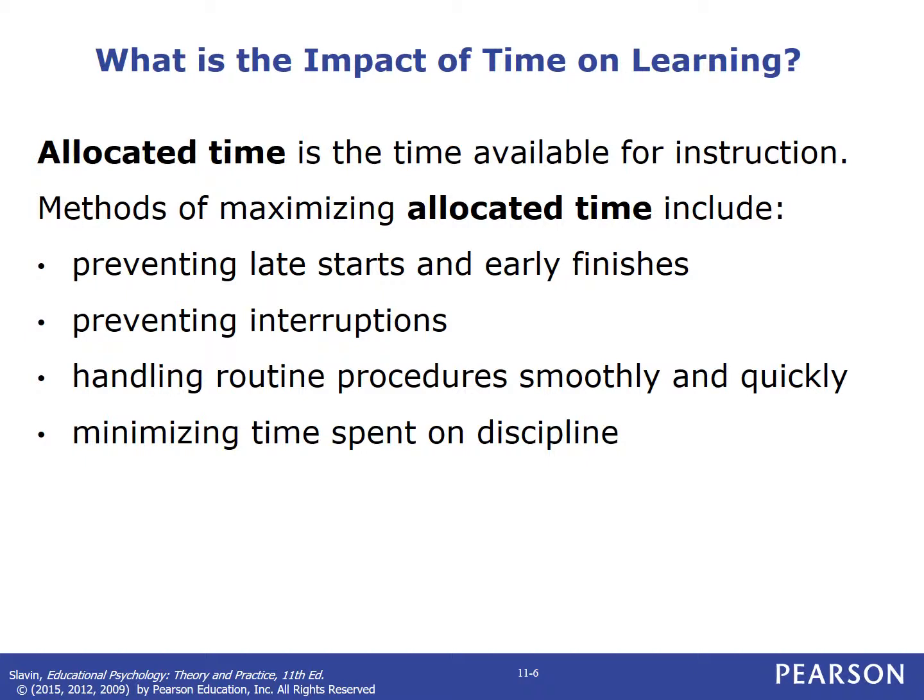So first, a couple of definitions. Allocated time is the time available for instruction. And we know that there are a lot of things that take away from allocated time. For those of you who taught, you know what I'm talking about, interruptions for assemblies, for example, weather-related issues where the schools close. But we can do things to maximize allocated time. That is time that students have to learn. We can get started on time and finish on time. We can prevent interruptions sometimes, not always, but sometimes. Certainly, we can develop procedures to handle routines in our classrooms smoothly and quickly.